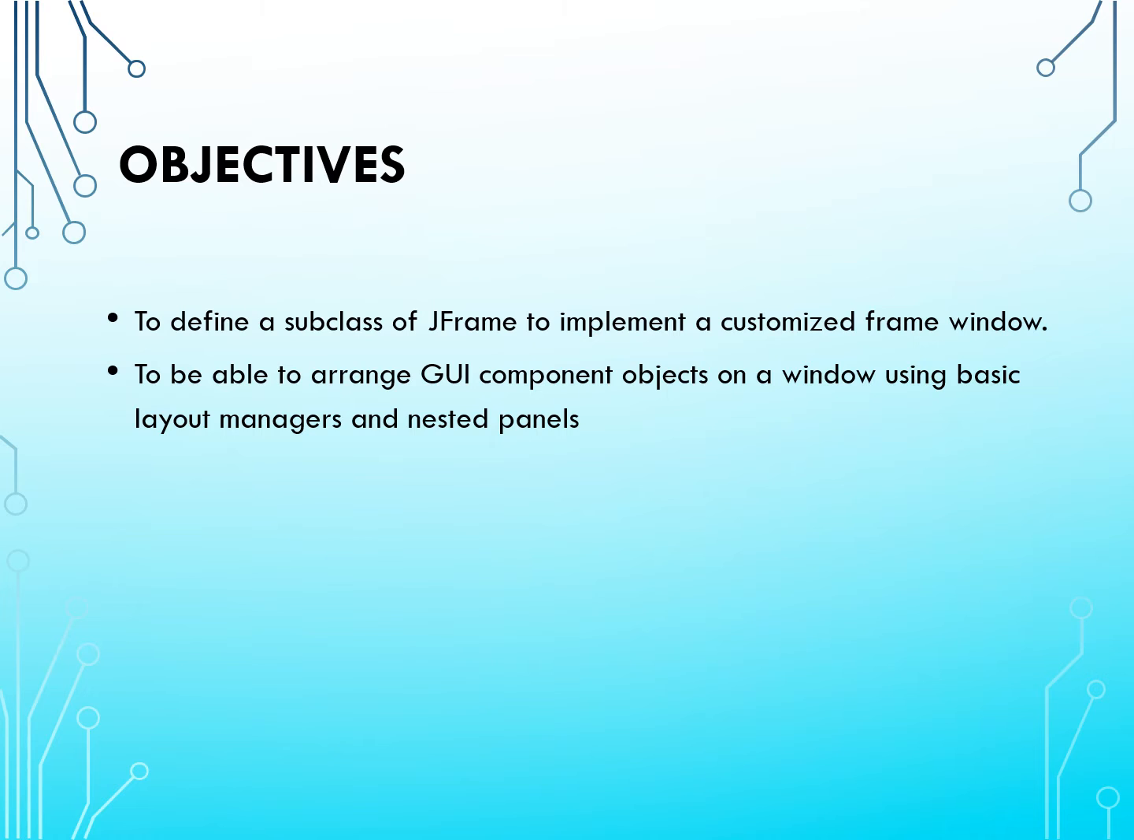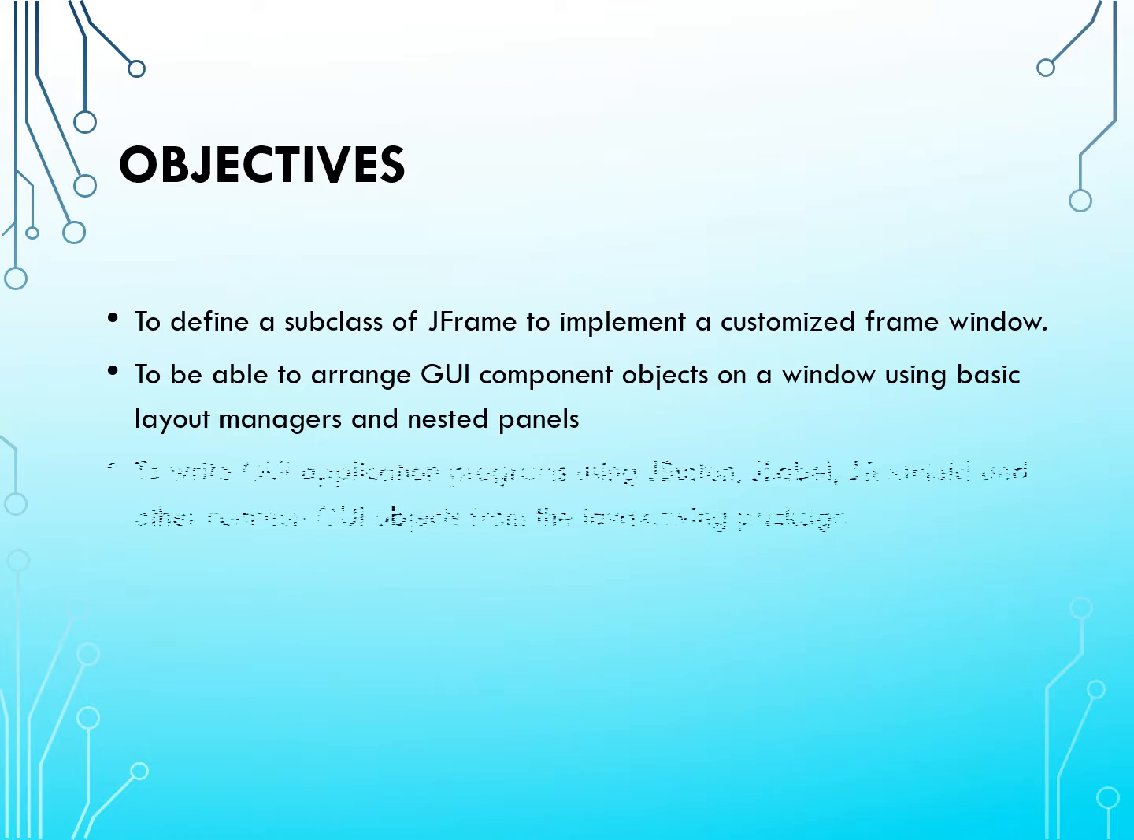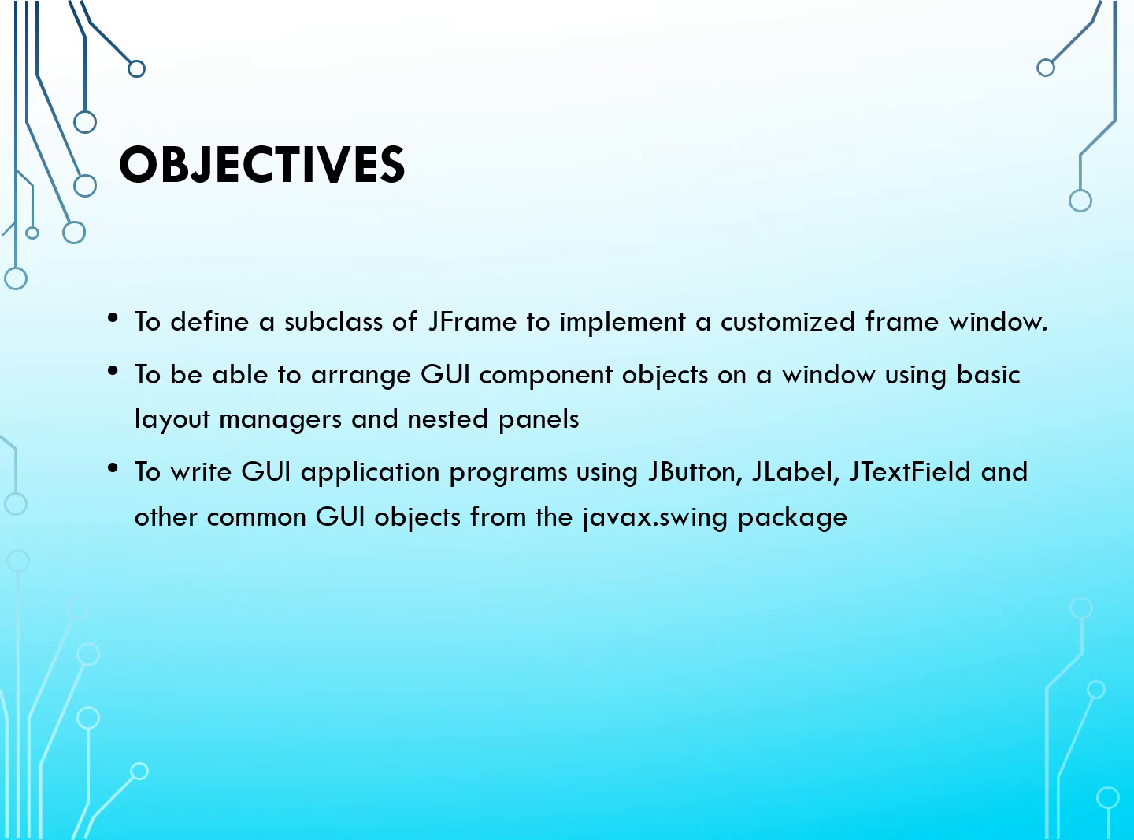I think you've been using it before by creating a customized frame window, and then we want to be able to rearrange the GUI component objects, for example JLabel, JButton, JTextField, JTextArea, right? And then we have a brief look at how to create a JButton, JLabel, and so on.